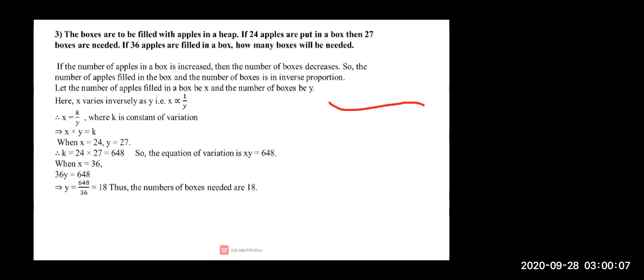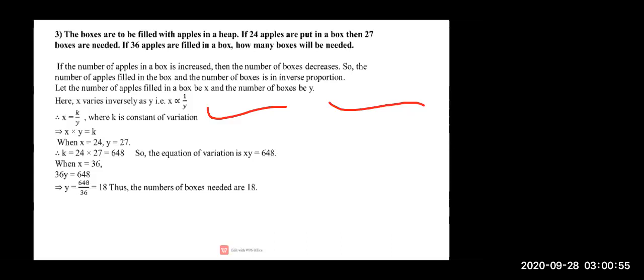So we will assume that number of apples filled in a box is our X, and number of boxes are our Y. So here we will write X varies inversely as Y. X is varying inversely as Y, that is X varies as 1 upon Y. Now here X equal to k upon Y, where K is our constant of variation.